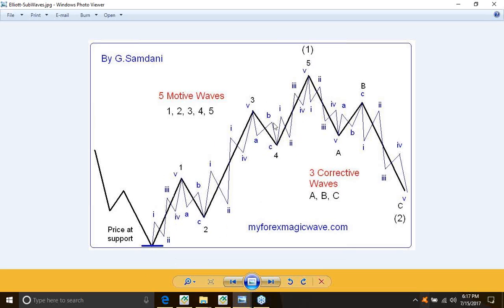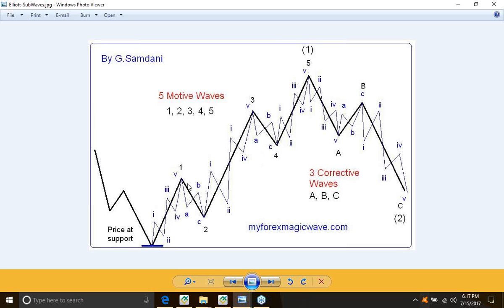So what does that mean? These 3 waves are impulse, which also have 5 subwaves in it. Wave 1 has 5 subwaves, wave 3 has 5 subwaves, and wave 5 has 5 subwaves. Okay? And these two, wave 2 and 4, are corrective waves.